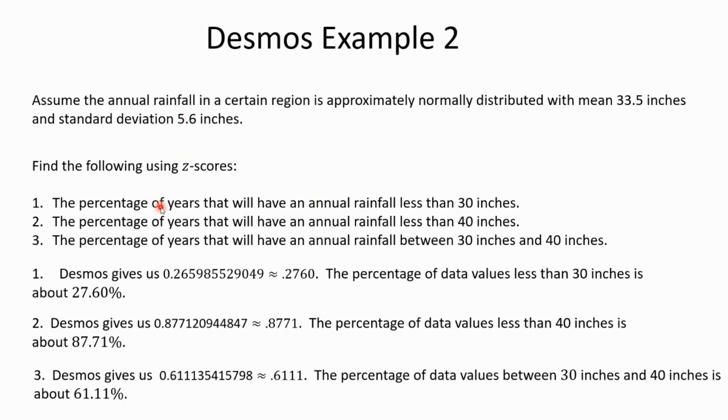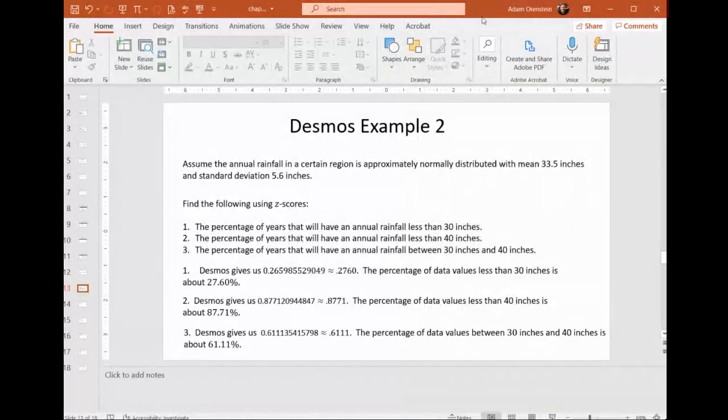So here we want to know the percentage of years that will have an annual rainfall less than 30 inches. What percentage of the years, or data values in this case? So again, for Desmos, you could type in that normal distribution stuff, 33.5, standard deviation 5.6. You know what? Let me do it. At first, I wasn't going to put it in Desmos again, but I feel better doing that. So let me share the screen again.